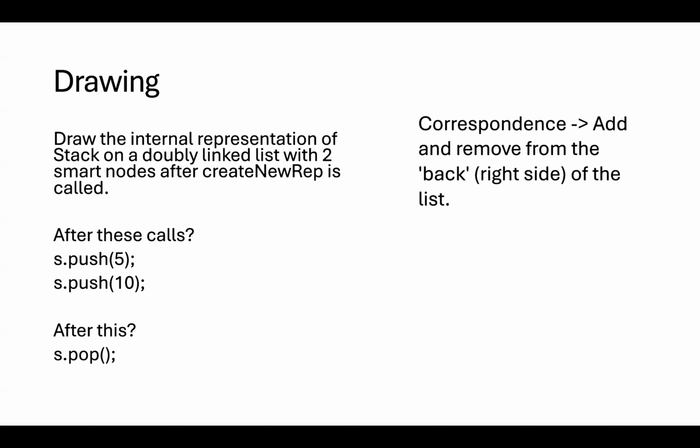So let's go ahead and draw the node. I'll just make this smaller later. Same as always, it's a node. It's going to have a next, prev, and data. And the data is going to have 10 because we pushed 10. Now, paying attention to the correspondence, we add and remove from the back side of the list. So that means we're going to add and remove from here, not from here.